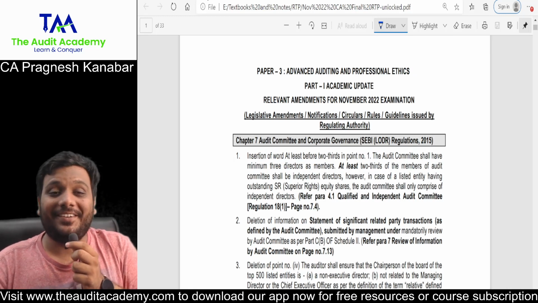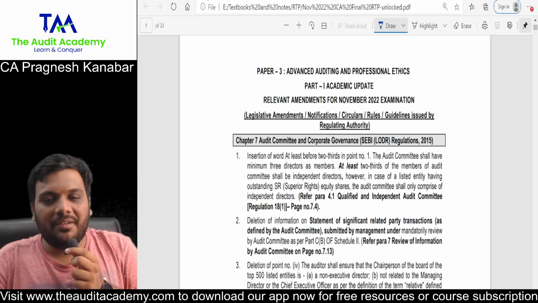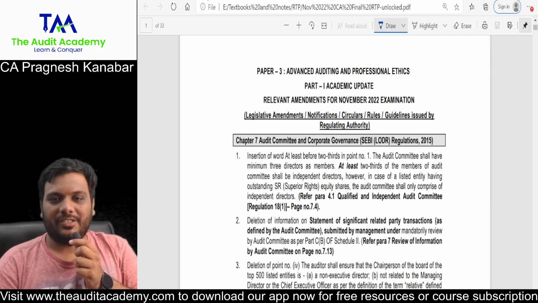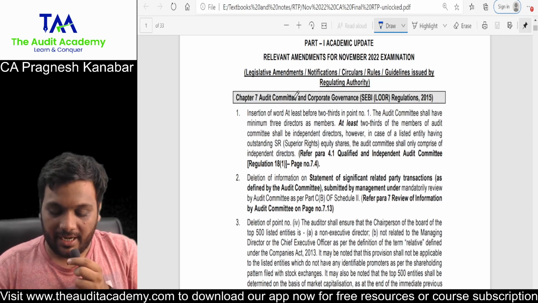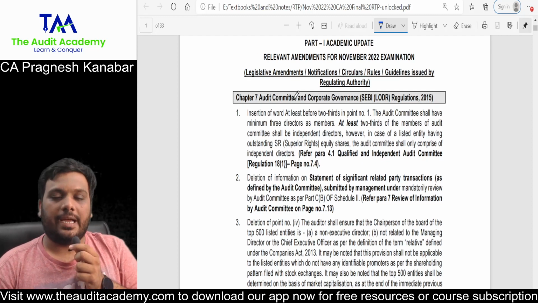Okay, so this RTP is really good. There are some really good mind-boggling questions, whereas some questions have been just copy-pasted from the module. So first we see that there is an academic update for the Audit Committee chapter.